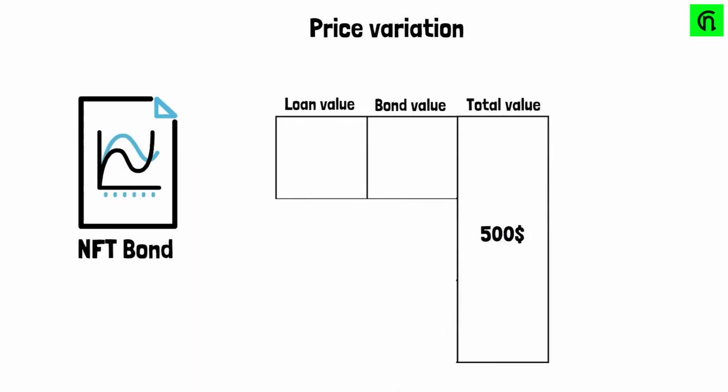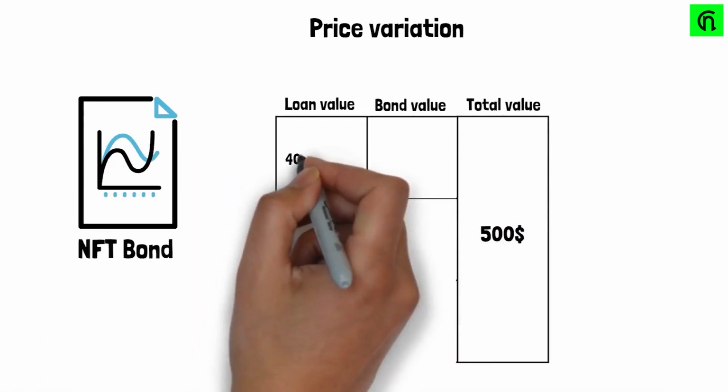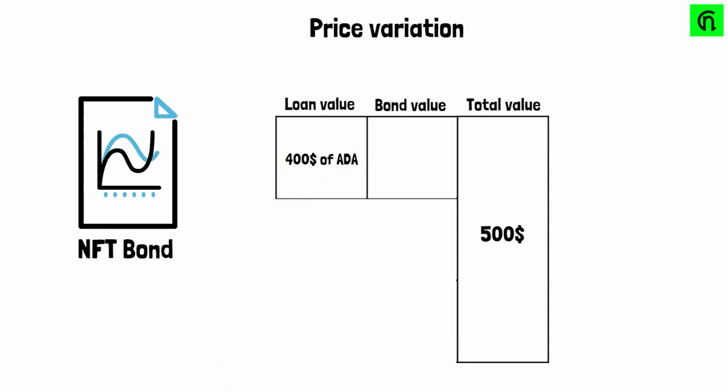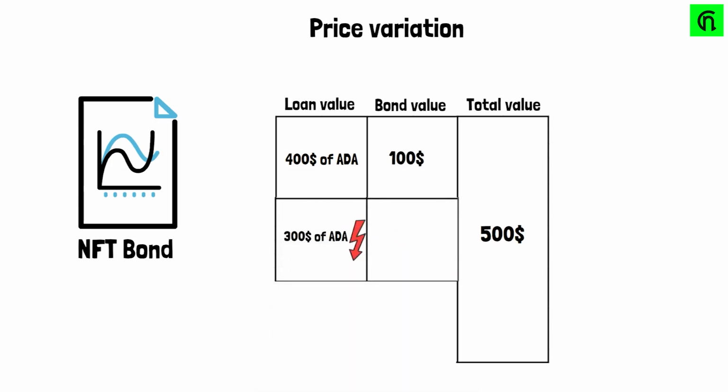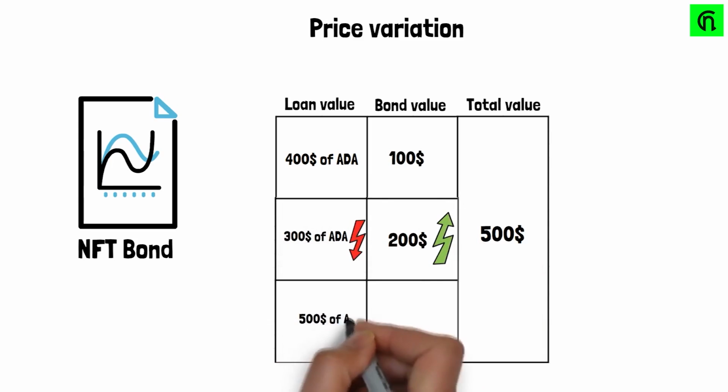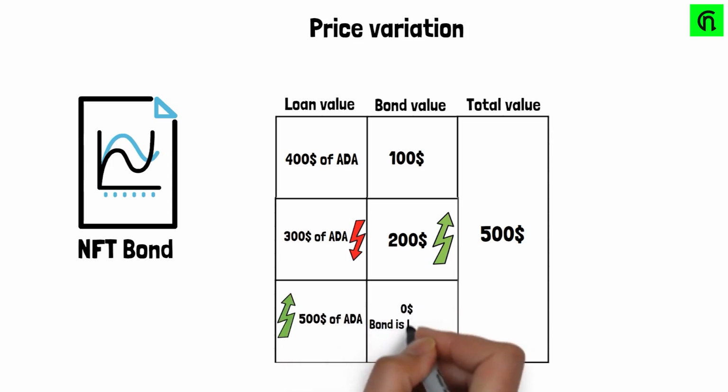For example, when a borrower deposits $500 and receives a loan of $400 in ADA, at that moment their bond value is $100. However, when the market price changes and the loan value goes to $300, the bond value will automatically be worth $200. When the price of ADA increases and the loan will be worth $500 of ADA, then the bond is liquidated.